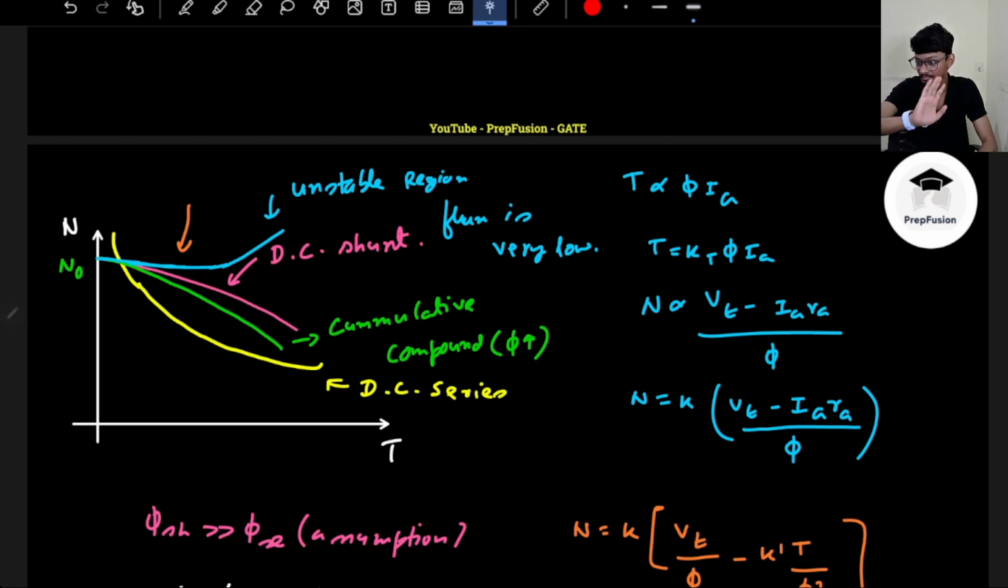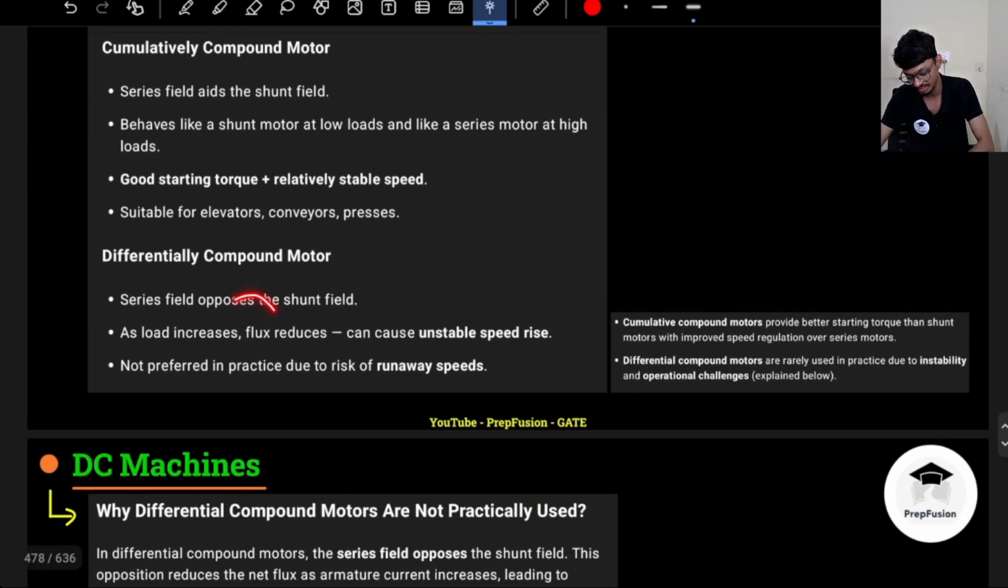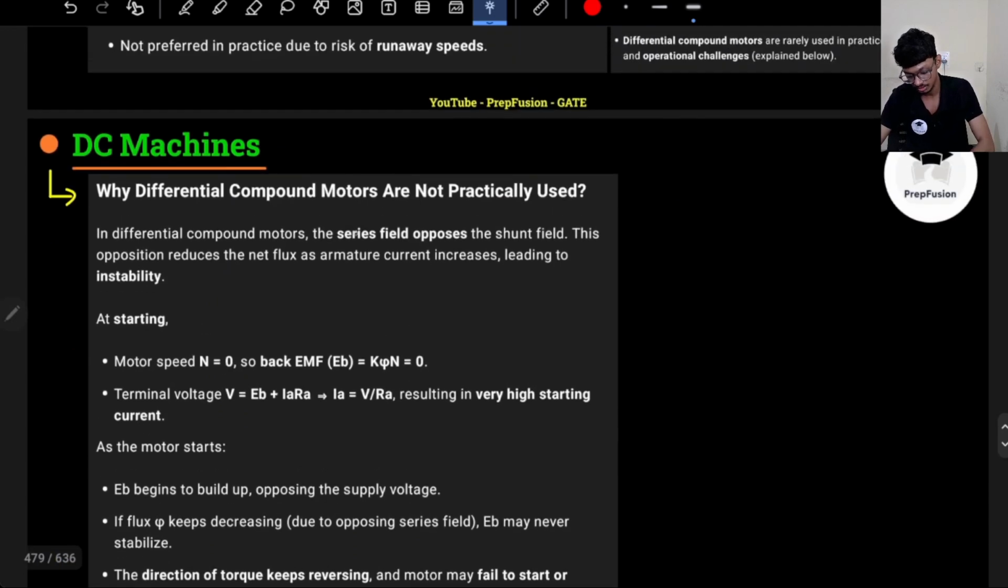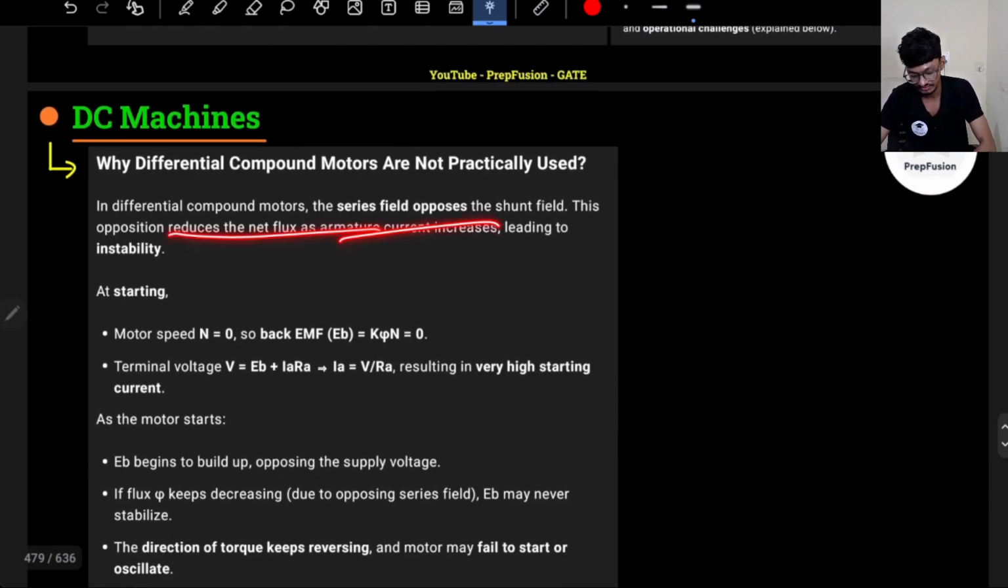By some fault or some working of the user, if he takes the motor into the unstable region, I won't be able to reach there and fix it, right? So we generally avoid using differentially compound motors. In a differentially compound motor, the series field opposes the shunt. This opposition reduces the net flux, armature current increases, leading to instability.